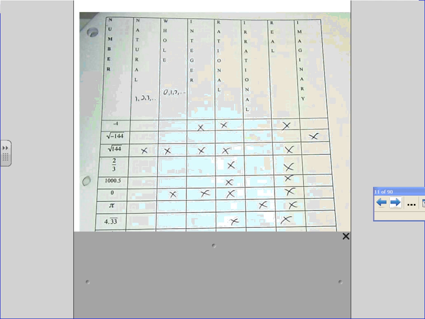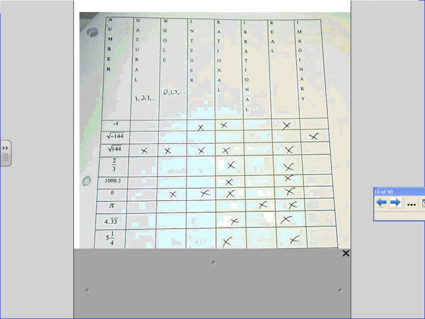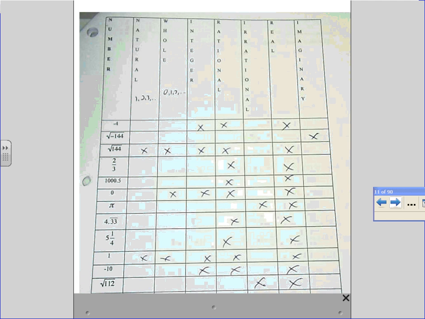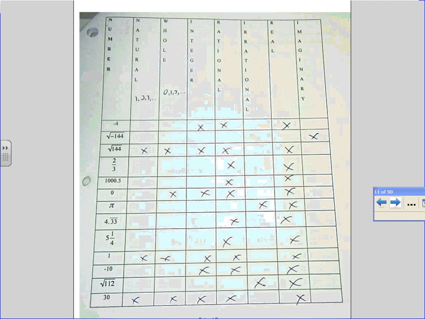Okay, Justin, 5 1/4. Good, rational, real. 1, Zach, what'd you put for 1? Great job. Briar, -10. Good. Square root of 112, Sean. Perfect. Annalise, last one. Good job. All right, so let's start with this.